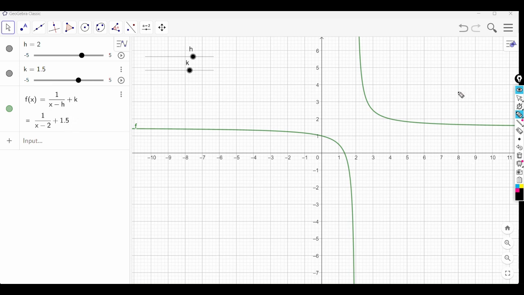All right, so that's everything about reciprocal functions and how to shift them around.